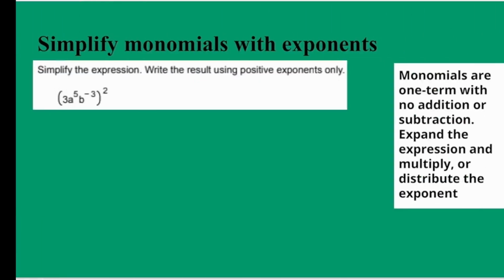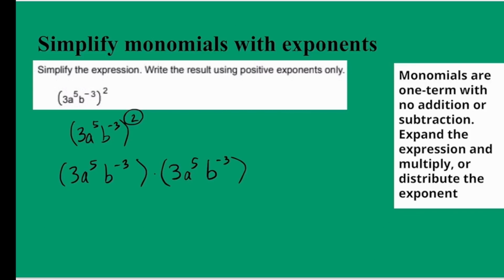So this problem is a monomial, but it's not just one piece. There are multiple things happening here. So we're going to expand and do the same thing. If the exponent is 2, that 2 is on top of parentheses, which means we're going to take the entire parentheses and multiply it twice. There is nothing outside the parentheses, so I'm not going to worry about that. So I have 3a to the 5th, b to the -3, times 3a to the 5th, b to the -3.